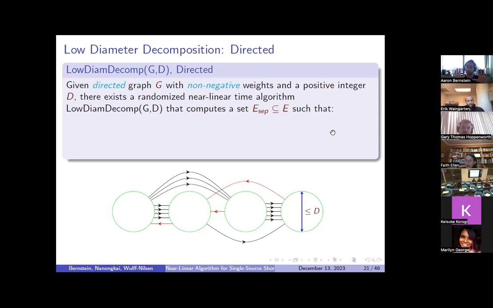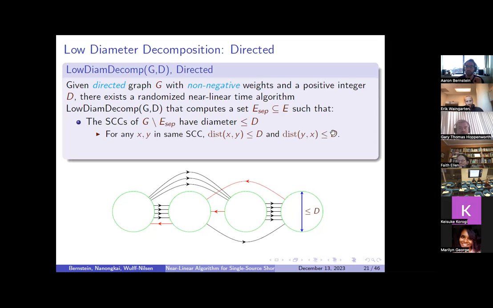So here is the formal statement. Again, we're focusing on the red edges. We want to find a small set of red edges such that if you remove those red edges, then all of the strongly connected components in the remaining graph have low diameter. Note that there can still be edges between them, namely the black edges, but the strongly connected components themselves should have low diameter once you remove the red edges. And like in the undirected case, we want there to be few red edges, and in particular, we want every edge to be a red edge with small probability. The definition is quite similar, but you can see it leads to a different graph structure because you have these three kinds of edges now.